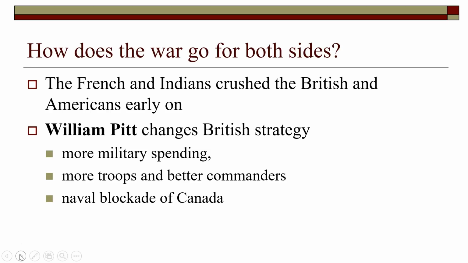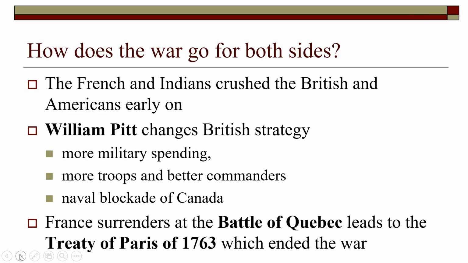First, he greatly increases military spending to secure more troops and weapons. He does this by borrowing boatloads of money. Second, he sends about 20,000 more troops and better commanders to North America. Third, he uses the British Navy, the largest in the world at the time at almost 800 ships, to blockade Canada and prevent French supplies and reinforcements from arriving in North America. These together turn the tide of the war in the British's favor.